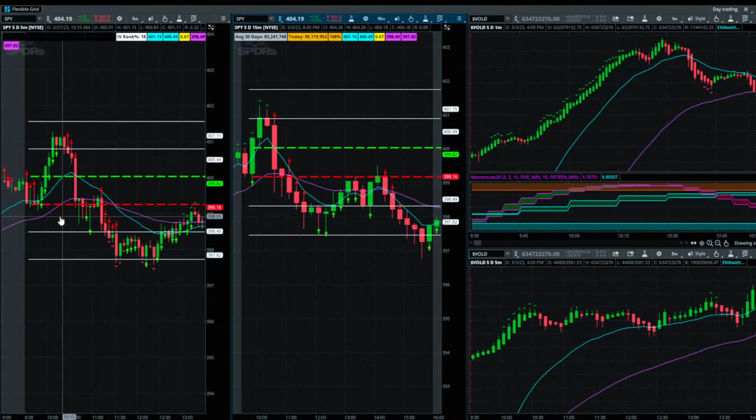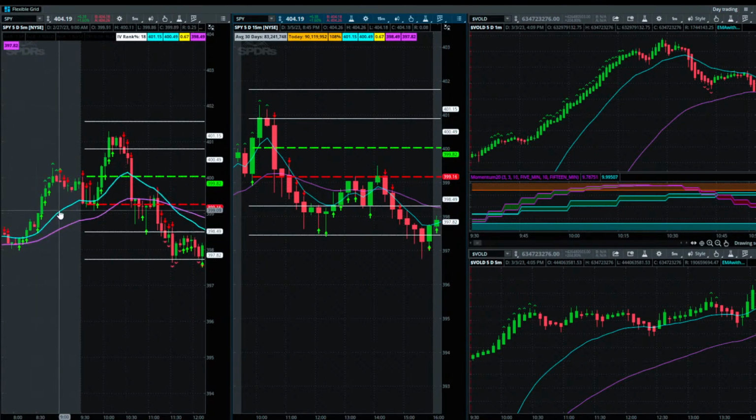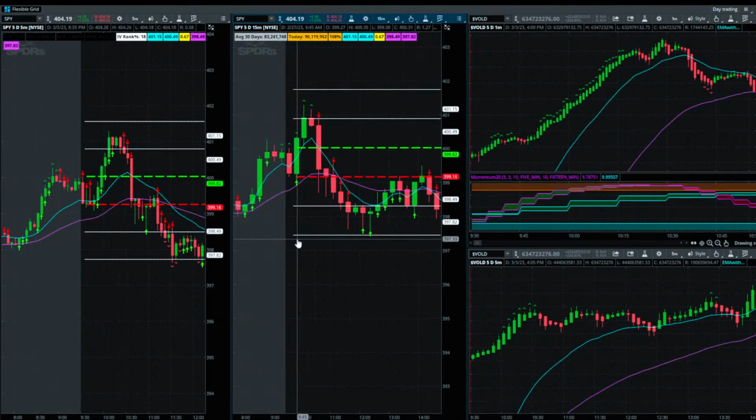So this is what I look for. We open the day here. You can see we're already riding. This blue line here is the 20 EMA. So we're already riding our 20 EMA, and our 20 EMA is already over our 50 EMA. So what do we have to do? We have to think bullish. We start the day in a bullish move, so we expect that to continue.